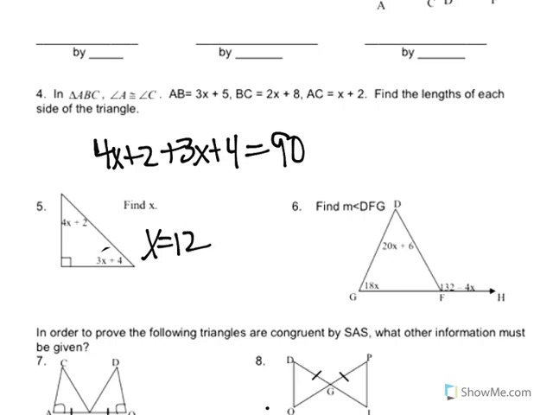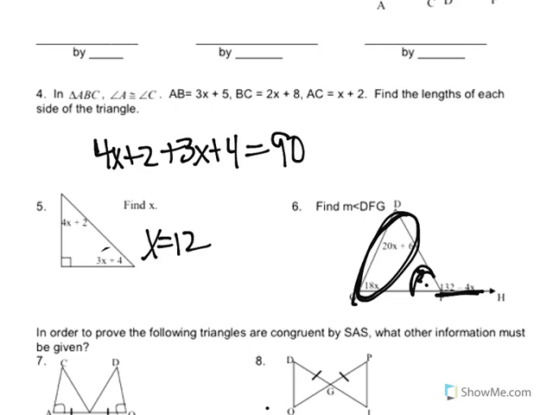Okay, on number 6, it says find the measure of DFG. So that's this one right here we're trying to find. So we need to remember, based on exterior angles, that this exterior angle is going to be equal to the two interior angles.